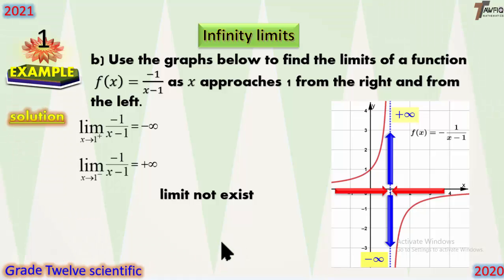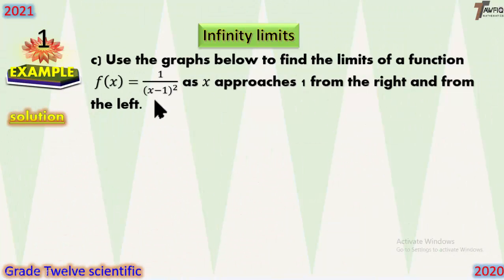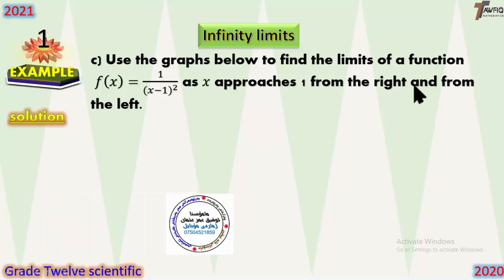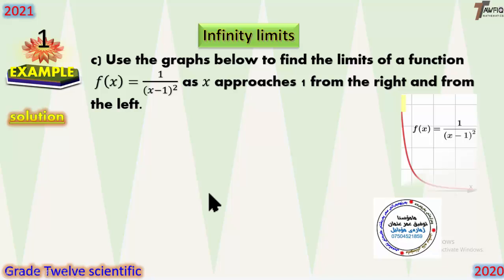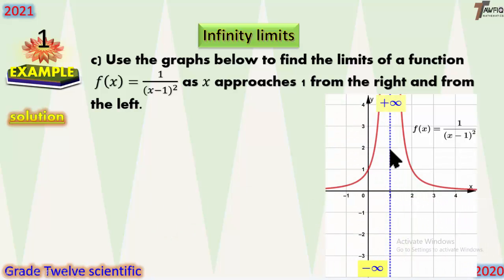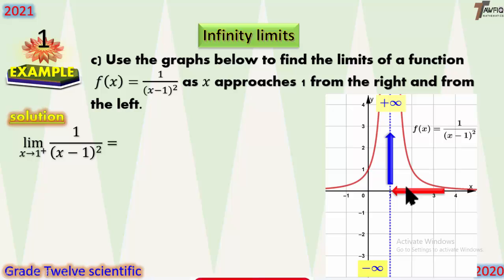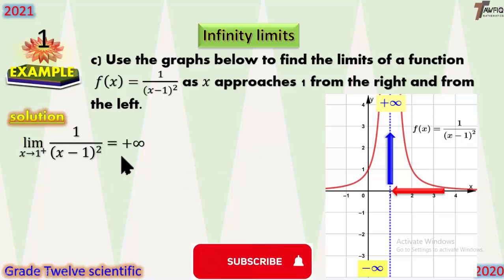The limit does not exist. Example 1, C. Use the graph below to find the limits of the function f of x equals 1 over x minus 1 squared as x approaches 1 from the right and from the left. Here is the graph of the function. As you know, when we approach 1 from the right, the function f of x goes to positive infinity. That means it is positive infinity.